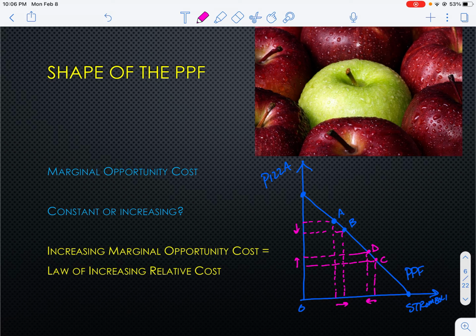If I'm on the PPF, so if I'm producing at an efficient point, if I want to make more pizza, I have to give up stromboli. And if I'm at some point on the PPF and I want to make more stromboli, to move from this pink spot to this one, I'm going to have to give up pizza. That's just the way it works.